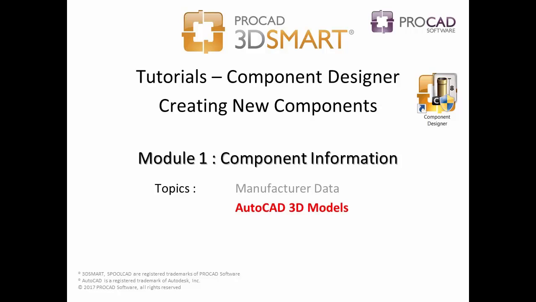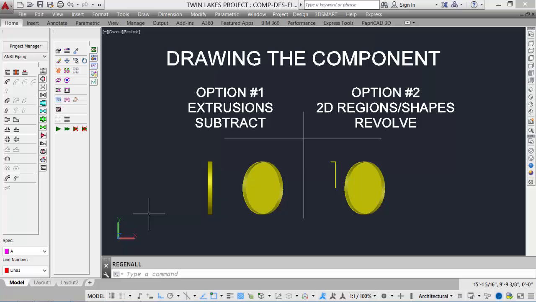The last topic in Module 1 is the AutoCAD 3D models. So once we've gathered our information about our component, we'll go into the 3D modeler and take a look at how we would draw the component. There are a couple options.